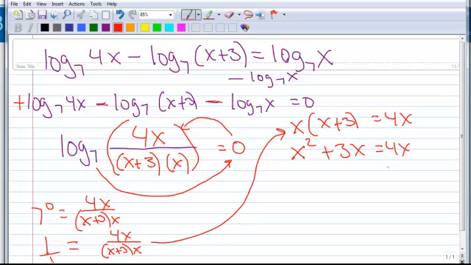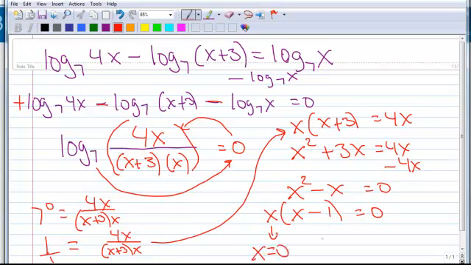There are lots of different ways to solve it from here. I'm going to subtract 4x from both sides, so I have x squared minus x equals 0. I see I have a greatest common factor of x, so I'm going to factor that out. So I'm left with x times x minus 1 equals 0. And then I set each one of these equal to 0 and solve. So x equals 0, and that gives me 1. So my two solutions are 0 and 1.